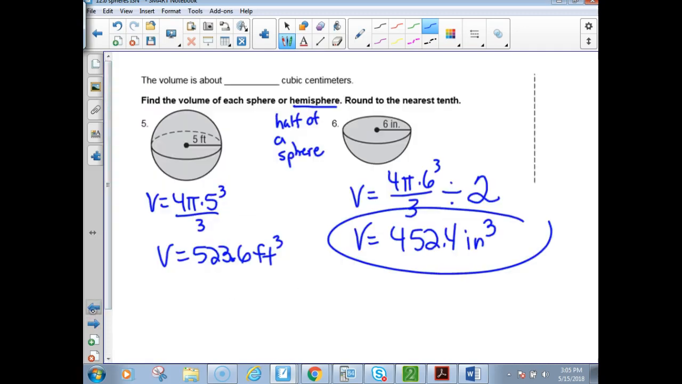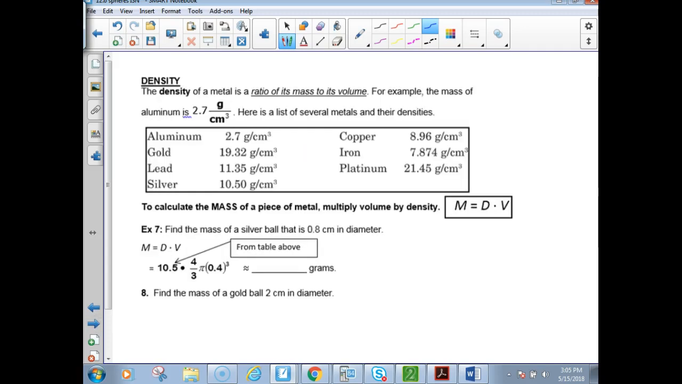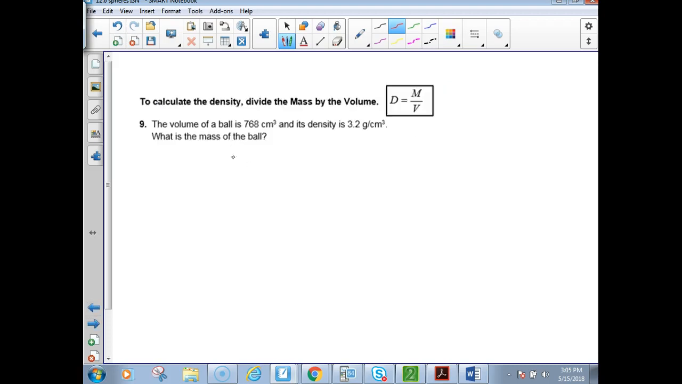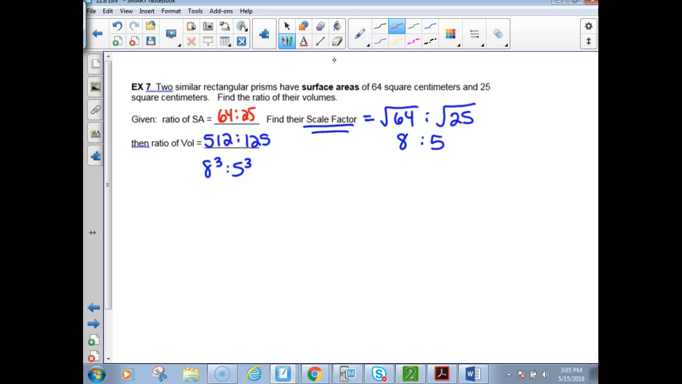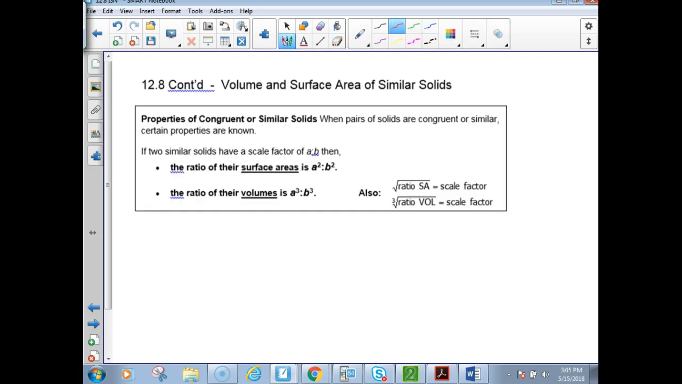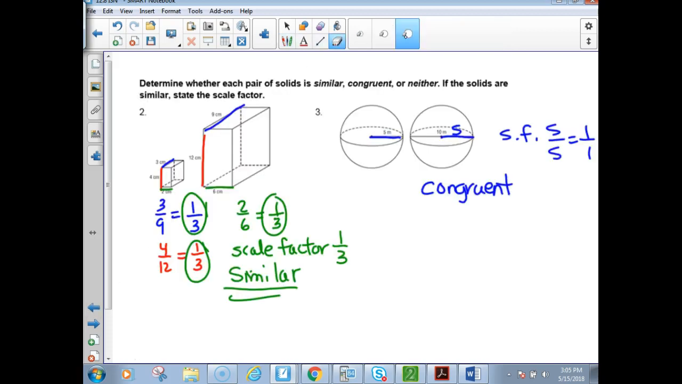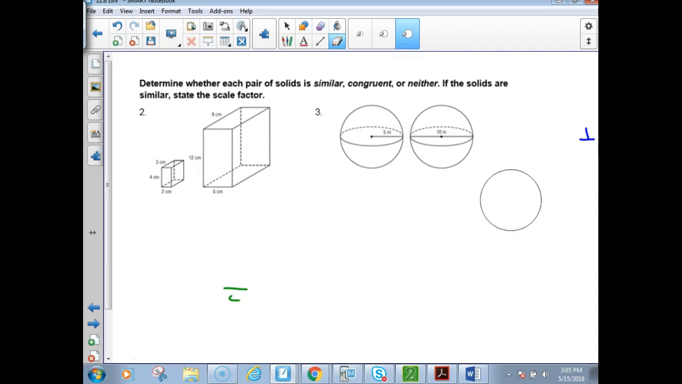I think that's all we are. Actually, the rest of this, the density, we're not doing density, so you can cross that part off, as well as the very last question. So what we want to move to now is the 8 ISN. Uh-oh. I think I forgot to erase that one. I'm going to pause a second. Okay, so 12.8 is volume and surface area of solids. Oh, I forgot about this part of it. And that's when we're determining whether things are similar or not.